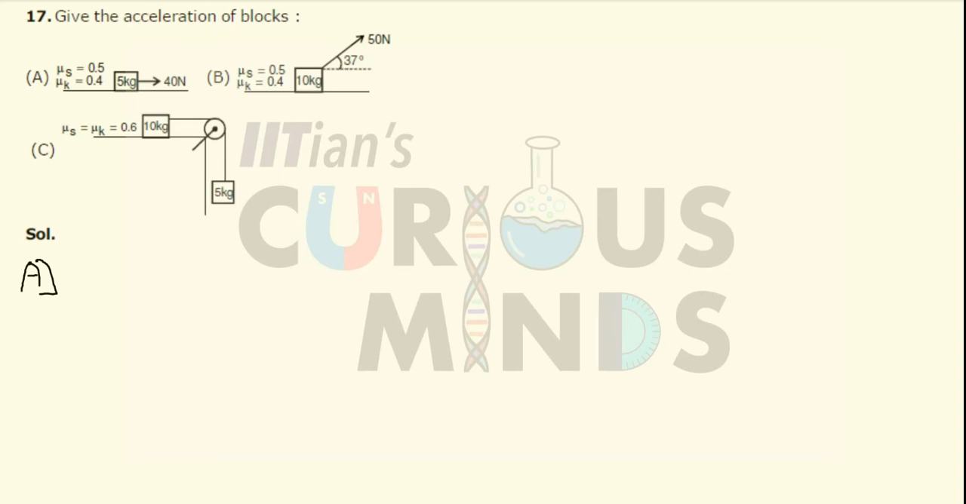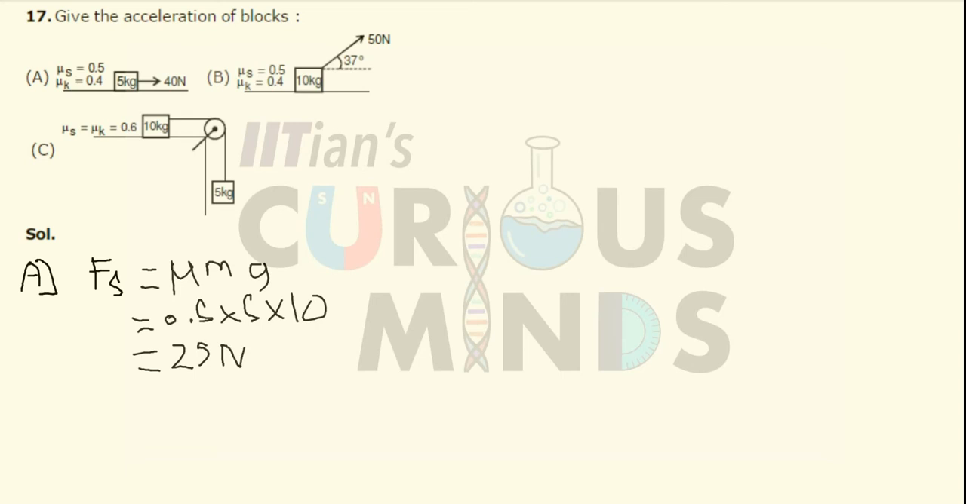So let us calculate for block A. In the first case, the static frictional force will be equal to mu mg. The static coefficient is given as 0.5, mass is 5, and g is 10. If I calculate this value, it will be equal to 25 Newton. Now clearly the static force is smaller than the force applied. So the force that will apply over here is the kinetic frictional force.